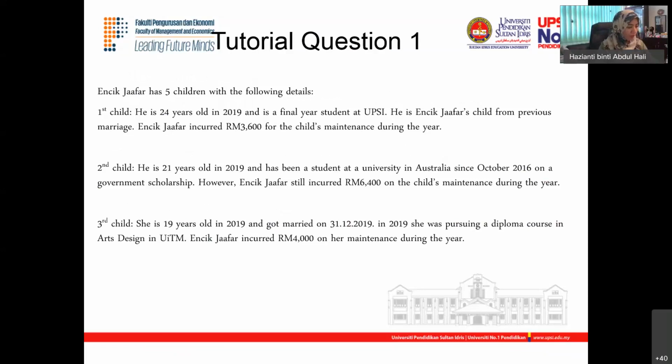24 years old in 2019 and final year student. So he is Encik Jaafar's child from previous marriage. He incurred 3,600 for the child's maintenance during the year. So how much relief that the father can claim for this one? 8,000. Walaupun dia above 18 tapi dia masih lagi belajar di universiti so the parents can claim 8,000 untuk anak yang first ni.